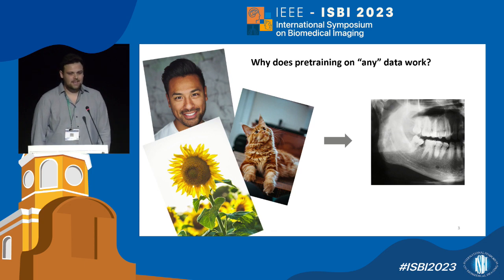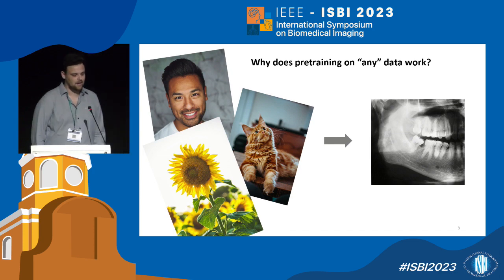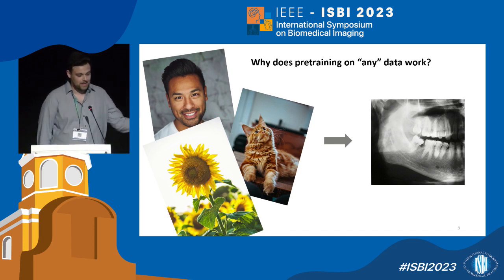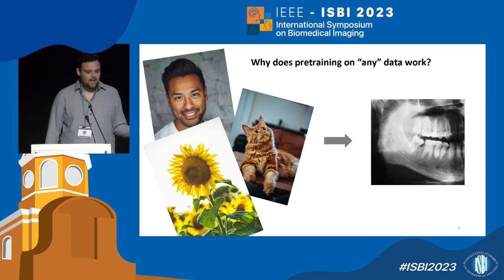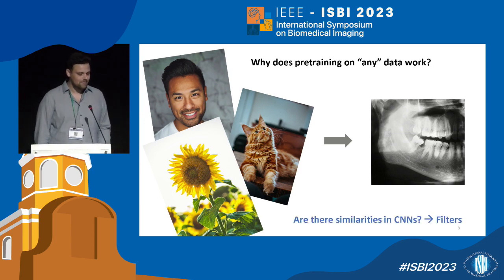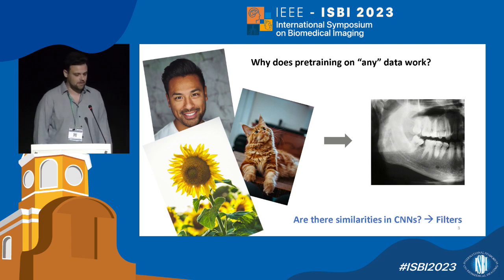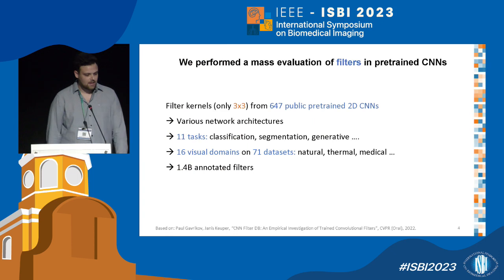Surprisingly, it often also works when you pre-train on data that looks nothing like your final data set. In this case, for example, natural images, and then fine-tune on X-ray. It doesn't always work, but surprisingly often it does. The question we asked ourselves is, how can that be? And are there any similarities in the CNNs? We proposed to study that in the learned filters of those CNNs.